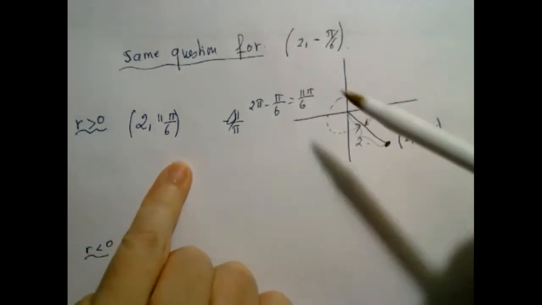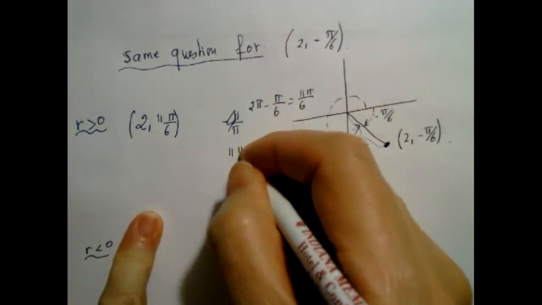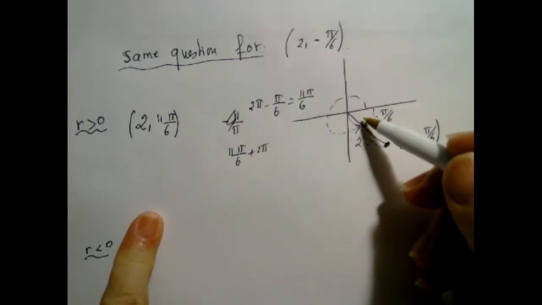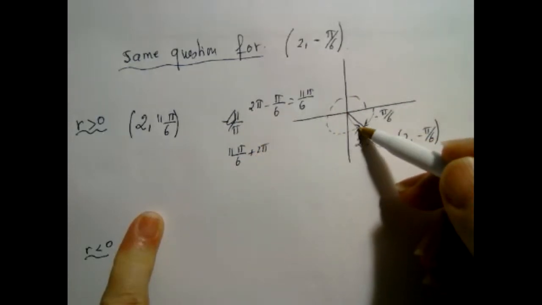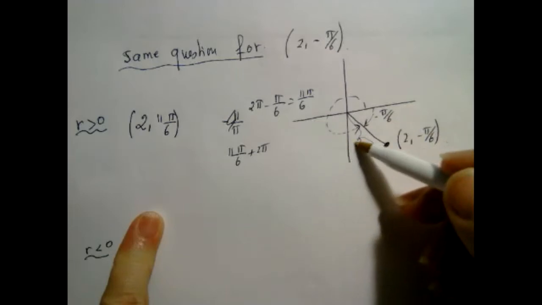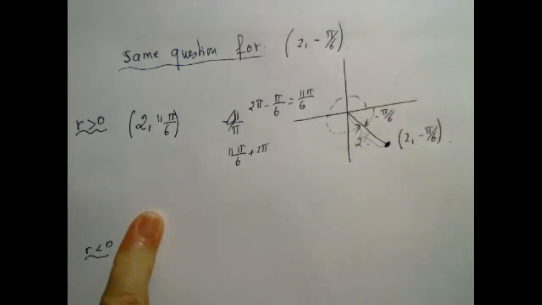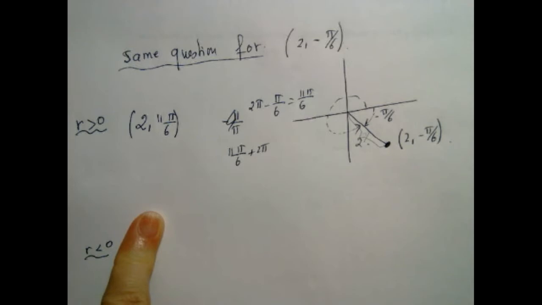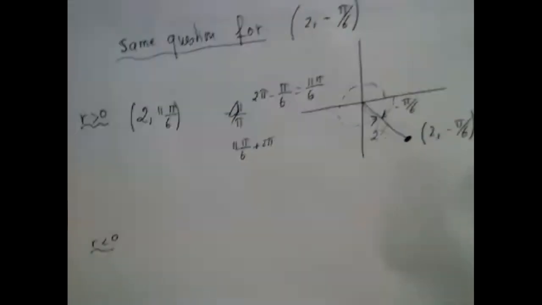Now, if you take 11 pi over 6 and you add 2 pi, then you get another one, because actually what you're doing is, this is 11 pi over 6, you're adding 2 pi. It means you are going around the circle one more time. Nothing will change. All right, now r negative.